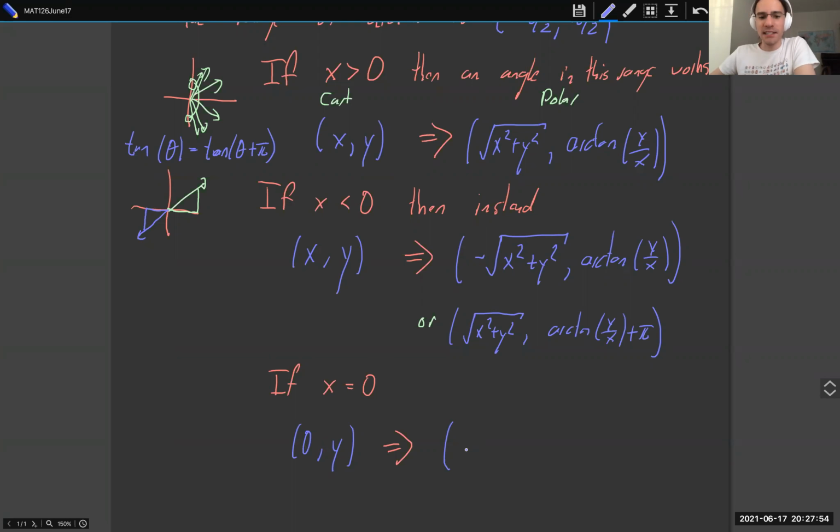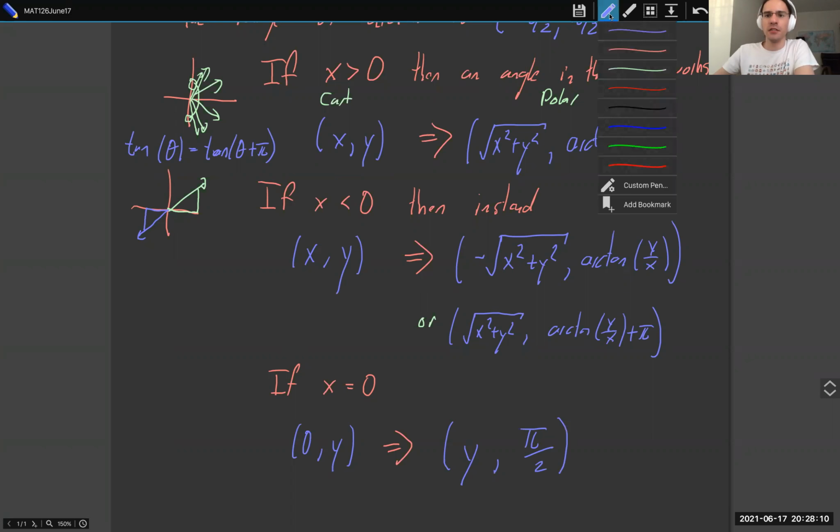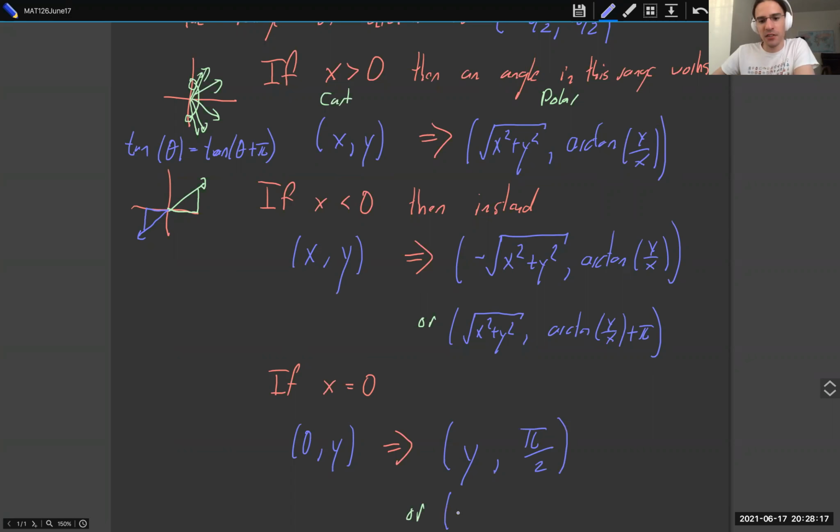Well, the distance is y, and this can be a negative number, and I can take the angle pi over 2. That's the vertical line. So that means go y units along this ray, and then I get to y, right? Or I could do an absolute value of distance, but then I'd have to do casework. Then it would either be pi over 2 or negative pi over 2. This is the simplest way to write it.